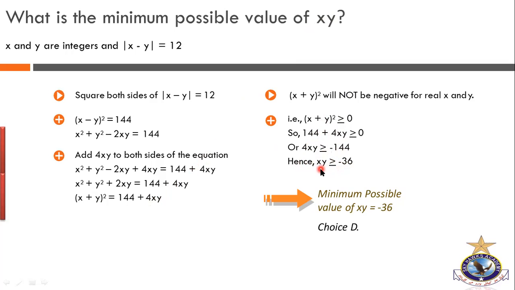On the other hand, if we are not adding this 4xy, what option do we have left? We will shift this over here. Now we have x squared plus y squared equal to the same thing. What I mean to say, this thing.